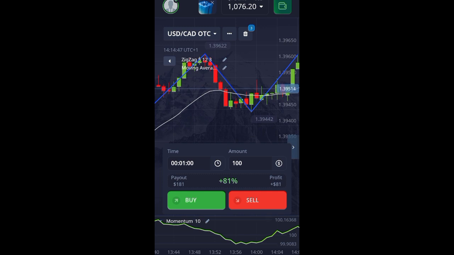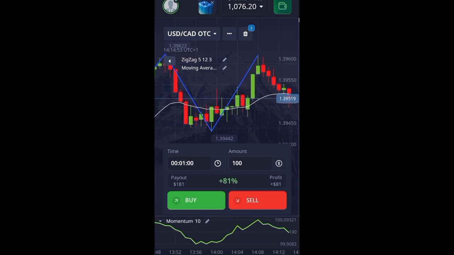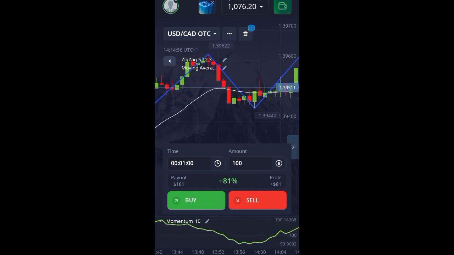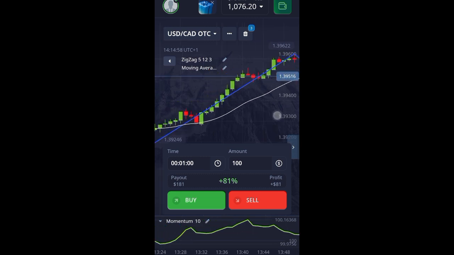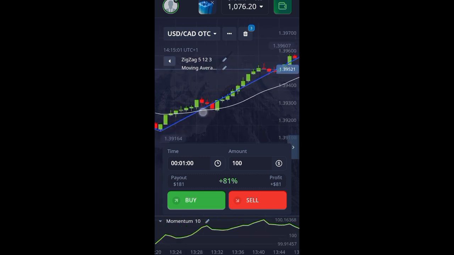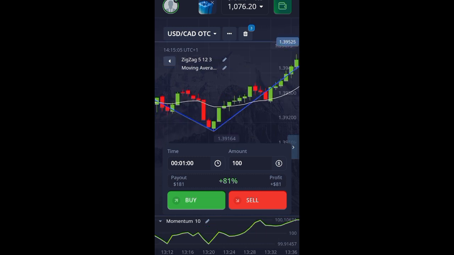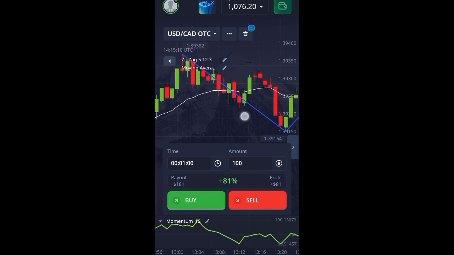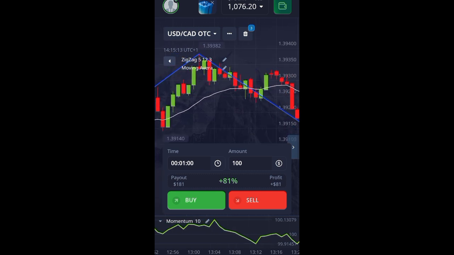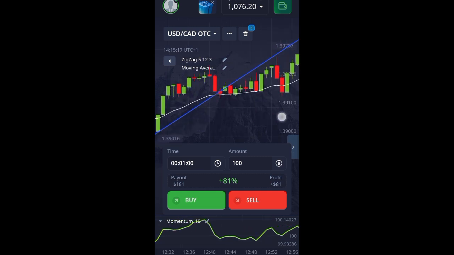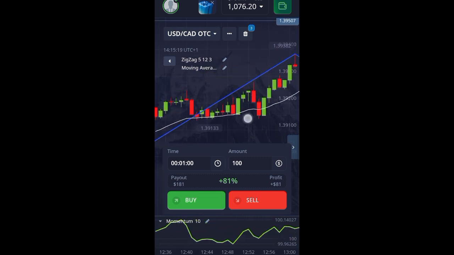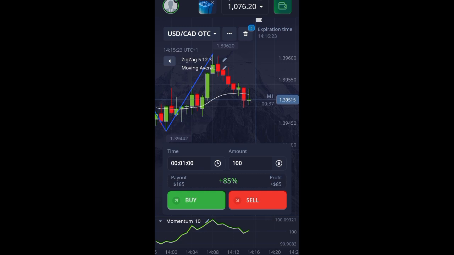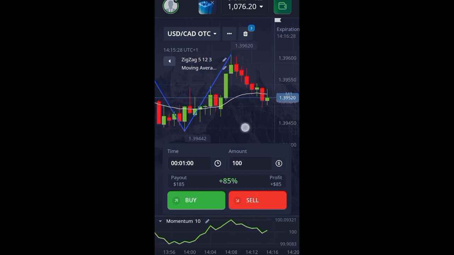So I'll be sharing with you the rule of this strategy. The first rule of the strategy is that at any point where the zigzag indicator crosses over the moving average, as you can see here, it indicates the continuation of that trend. If it crosses over from top to bottom in a downward motion, it indicates the continuation of a downtrend. And if it crosses over from bottom to top in an upward motion, it indicates the continuation of an uptrend.